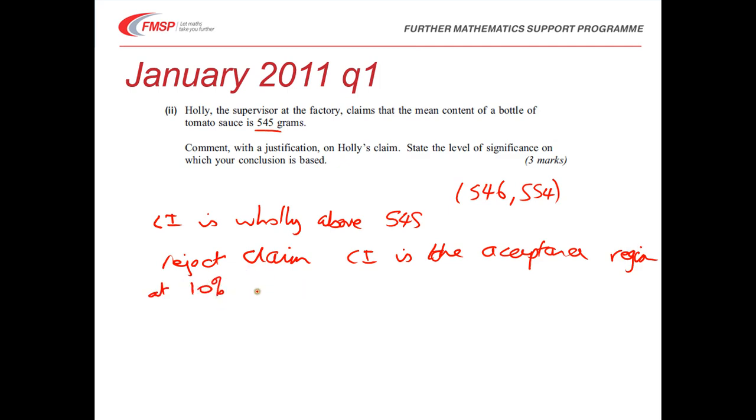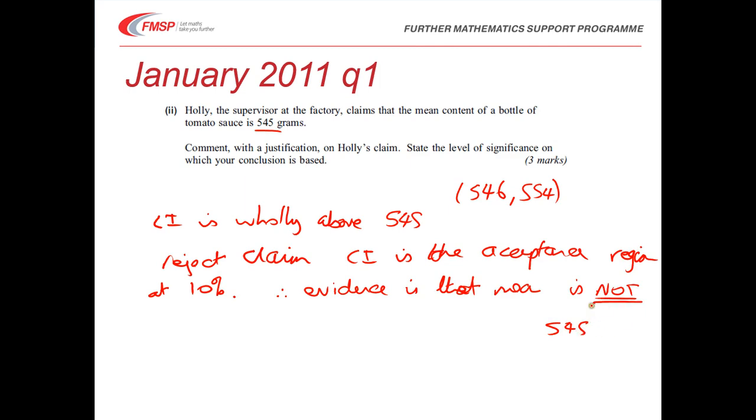So we can reject. Therefore, the evidence is that the mean is not 545. It's above what the confidence interval suggests, so that's what we need for that.